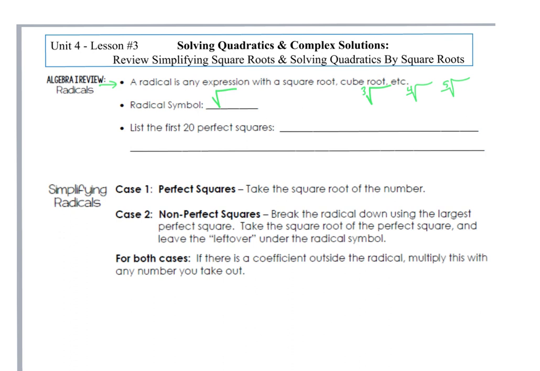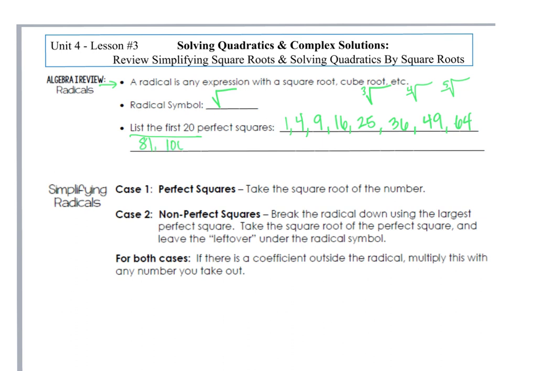So if I said, what is 1 squared? That would be 1 times 1, which equals 1. So that's on my perfect square list. 2 squared is my next, so 2 times 2, which is equal to 4. That's a perfect square on the list. We're making the first list of 20 perfect squares. 3 squared is 3 times 3, which is 9. 4 squared is 16. 5 squared is 25. 6 squared is 36. 7 squared is 49. 8 squared is 64. 9 squared is 81.